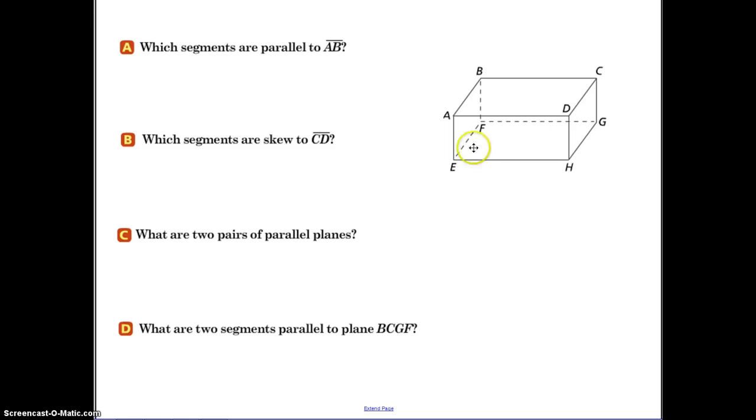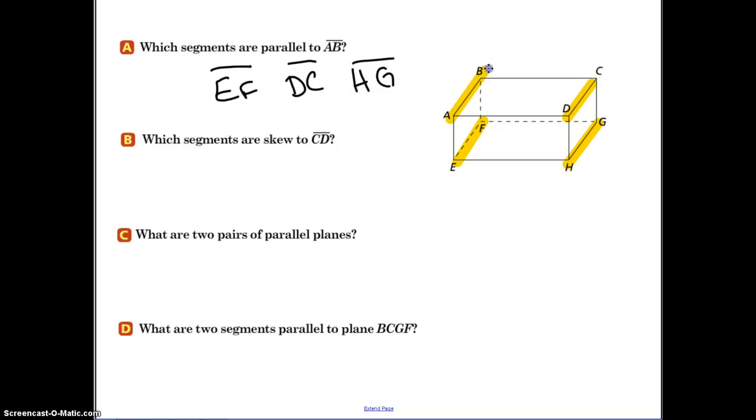So let's see if we can figure out some of these questions. Which segments are parallel to line AB? Well, in order to be parallel to it, you have to be in the same plane and not intersecting. So it looks like line FE, those are on the left plane. Line CD, those are both on the top plane, and the one that most people forget is this guy right here, line HG. Those are all on the diagonal plane. So we've got segment EF, segment DC, and segment HG are all parallel.